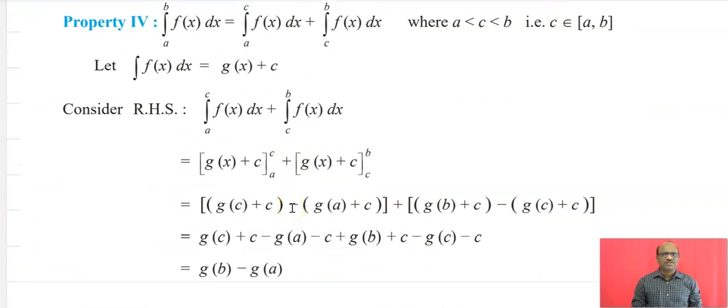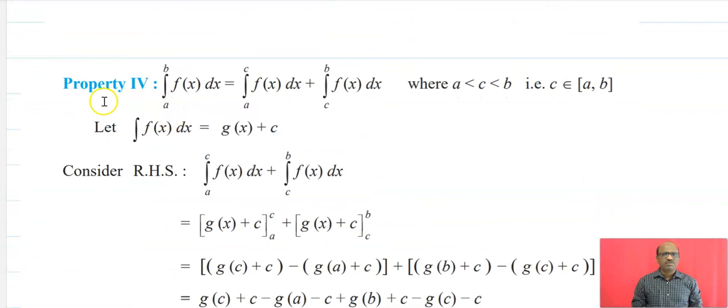Now the next property, that is property number 4. Integral a to b f of x dx is equal to integral a to c f of x dx plus integral c to b f of x dx, where c lies between a and b, that is, c belongs to the closed interval a, b. Where c is the intermediate point between a and b. Again we'll define: let the integral of f of x is equal to g of x plus c.